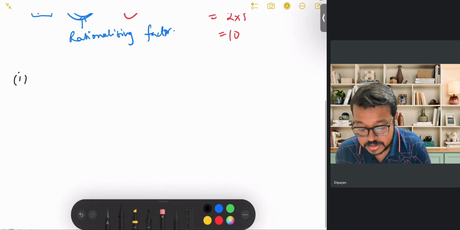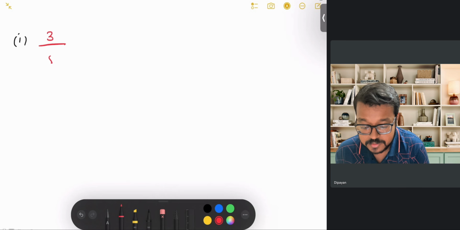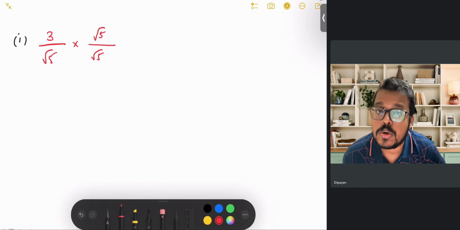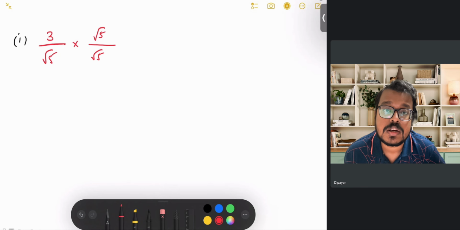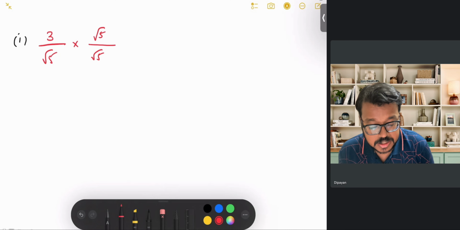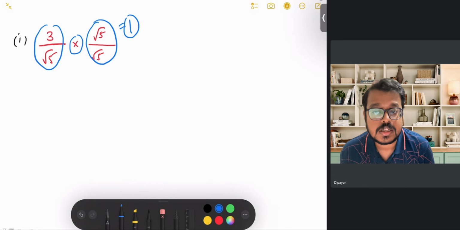The first part, which is 3 by root 5. I will multiply the numerator and denominator by root 5. So we know that if I multiply the numerator and denominator of an expression by the same number, the value of the expression does not change, because root 5 by root 5 is actually equal to 1. So any number multiplied by 1 is the number itself.